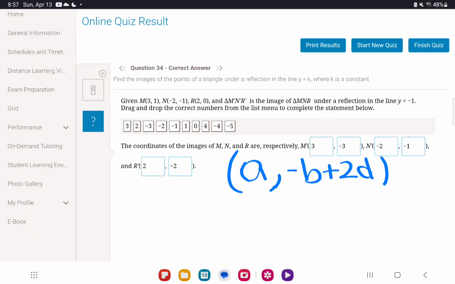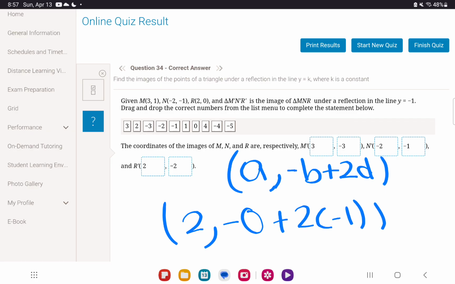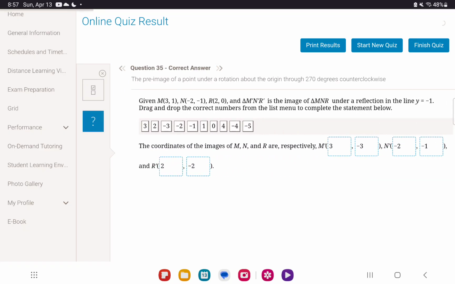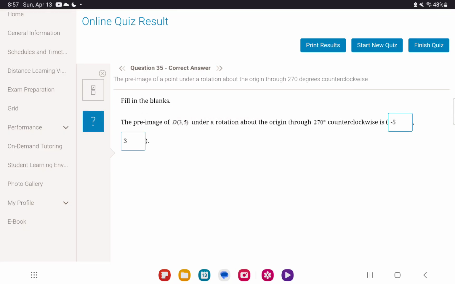Okay, so our x stays the same, so it's 2, and then minus 0, I guess, plus 2 minus 1, you get 2 and minus 2. That's as easy as it is. I know I complicated it a bit, I confused you guys, I confused myself, but it's fine, I guess.